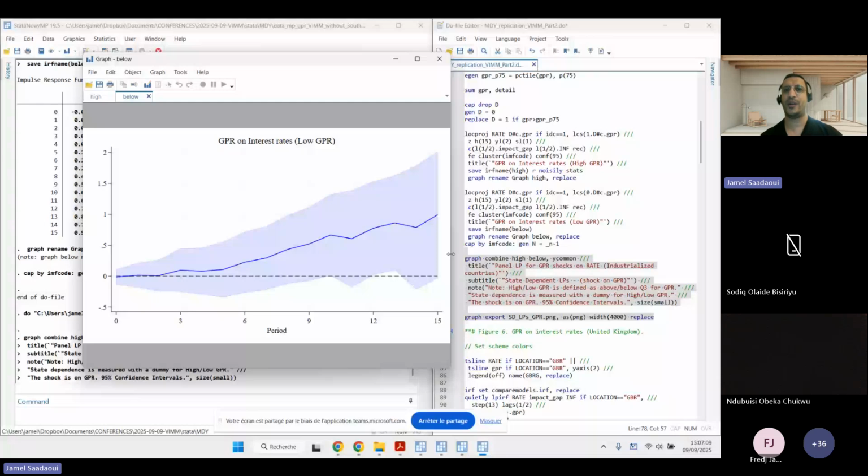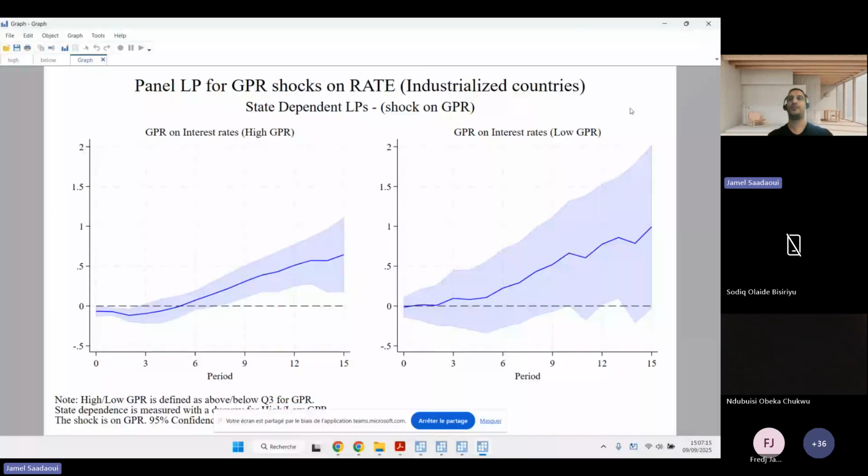So when you make state-dependent local projection, you have 2 things that you need to check. First, the threshold. How do you choose the threshold? You can use the third quartile, you can use the first quartile, you can use the median. Something that is very good and superior to the subsample approach is that by creating the dummy, you do not cut your sample in half or in third or different size.